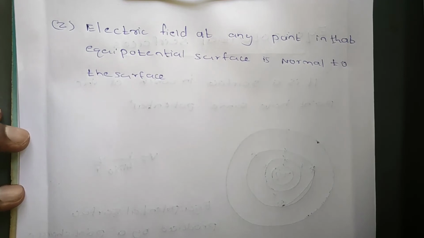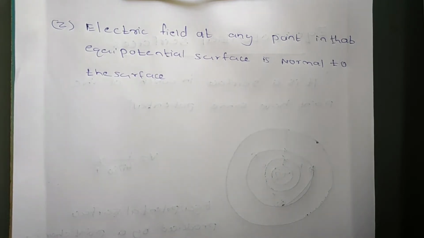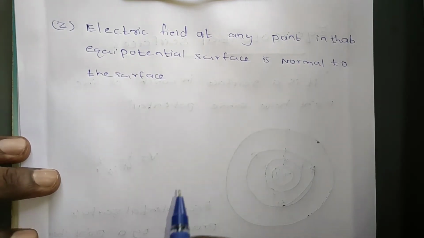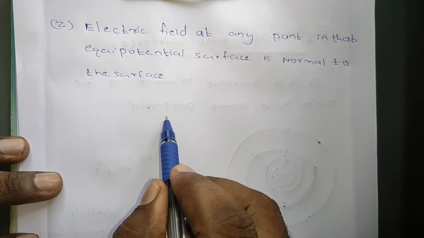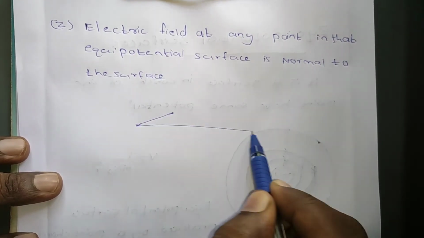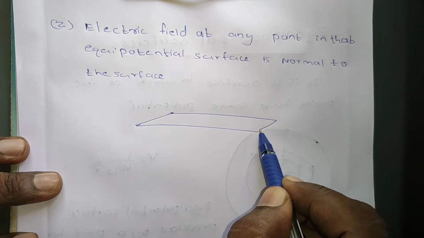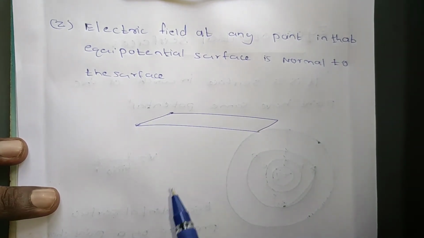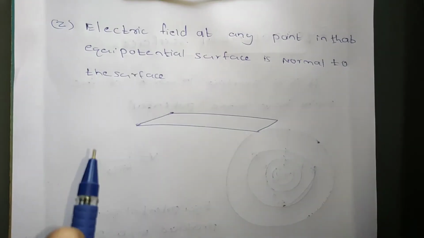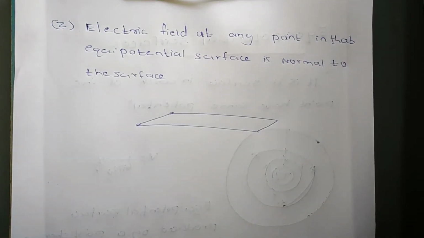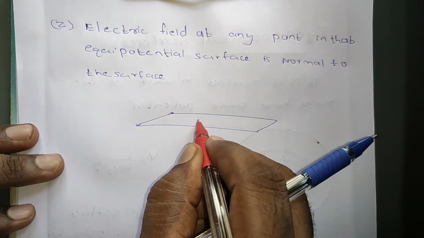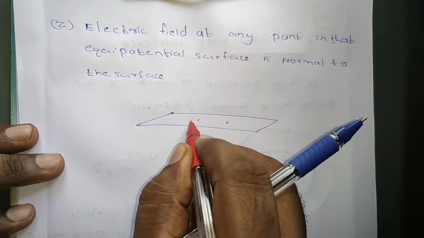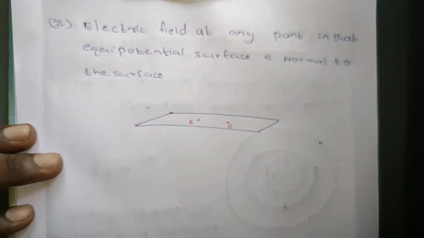Okay, this is the second property. We will see how it comes. I am going to draw an equipotential surface. This is my equipotential surface. Clear? I am going to consider two points on it, point A and point B.